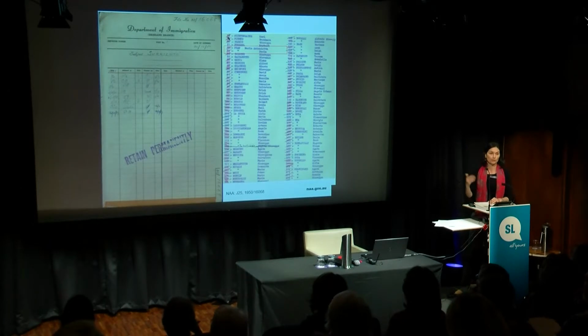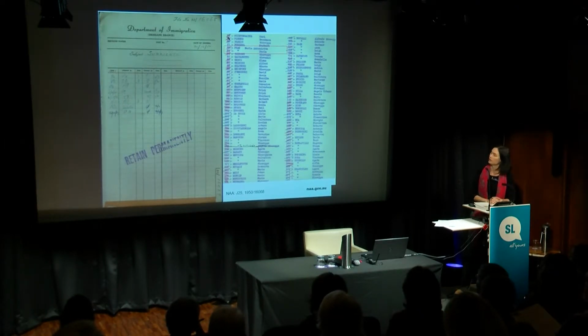I also did a J25 search for the Sorrento to see if I could find the ship for his wife and daughter, and they were there as well. That's their file for the Sorrento, and they're listed at the top there together.